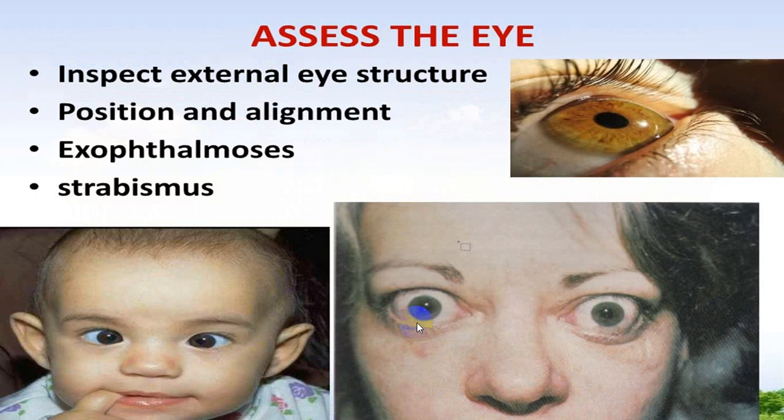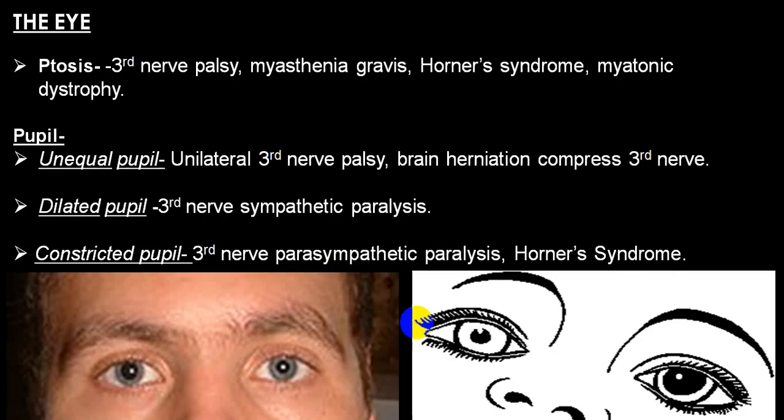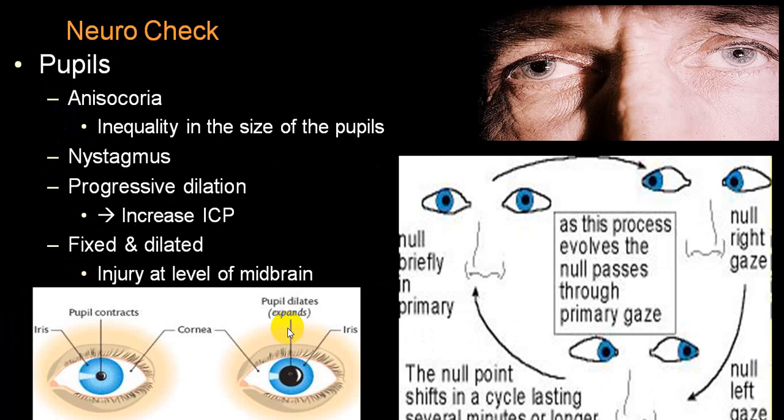This is classical exophthalmos. So look for all those findings: strabismus, exophthalmos, deviation, eyelids, sunset sign, all those are important. There can be even ptosis, unequal pupil, dilated pupil, constricted pupil, all those will be important. We'll be discussing all these things in cranial nerve examination.